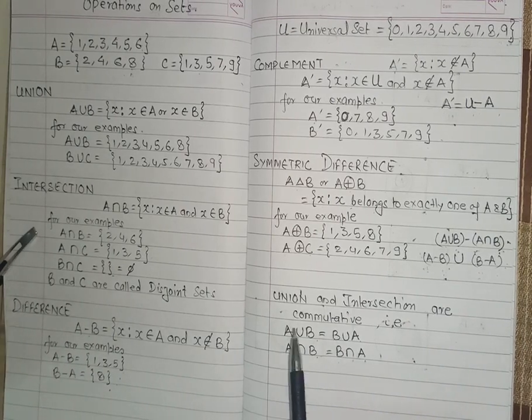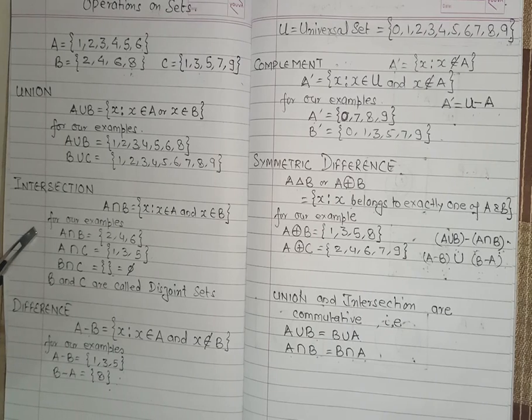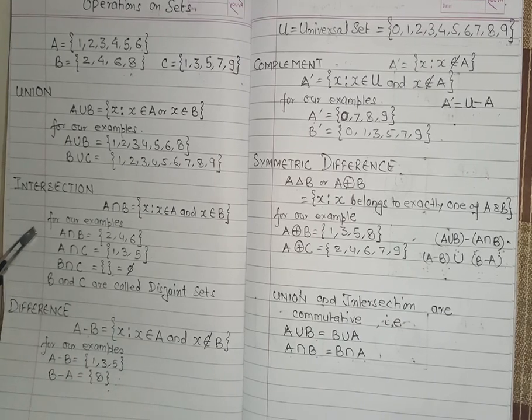Now, union and intersection are commutative. Commutative in the sense that if you try to take A union B or B union A, they will remain the same. Let's take a simple example.